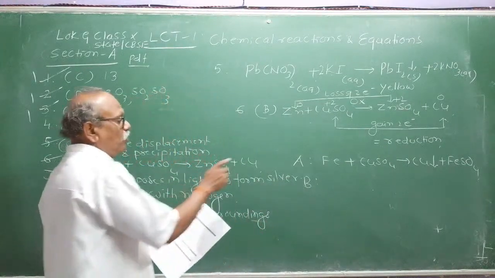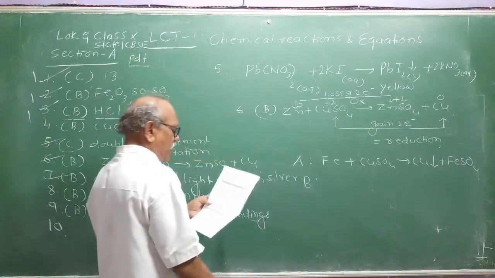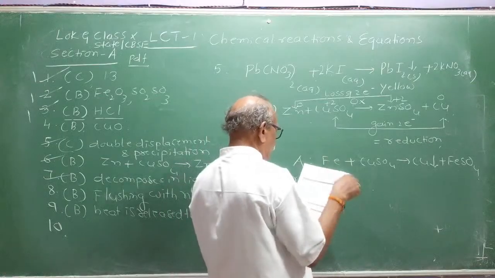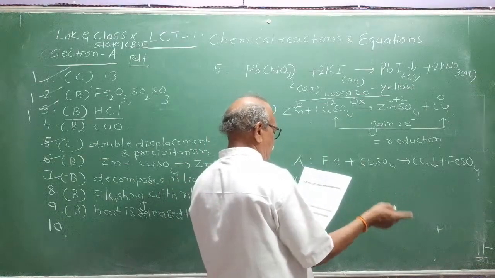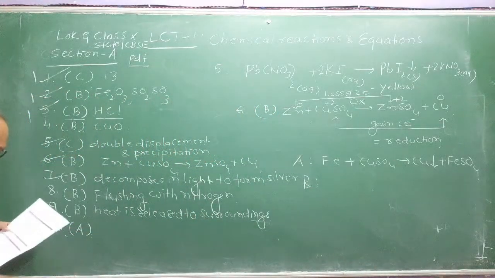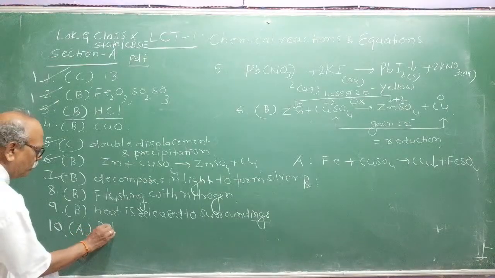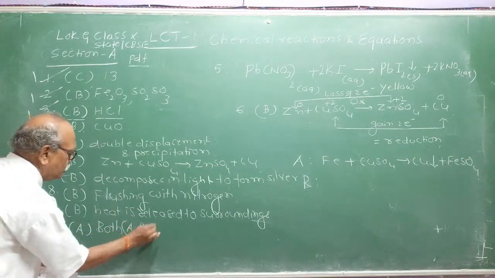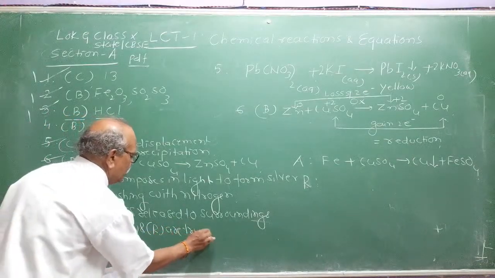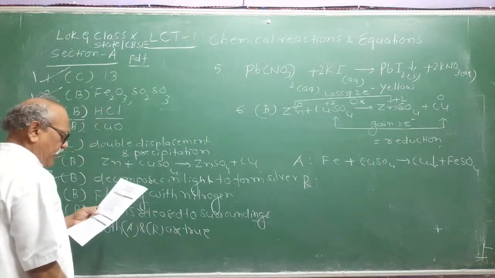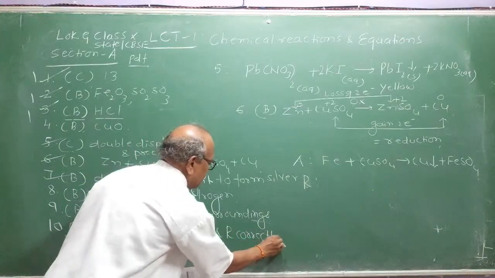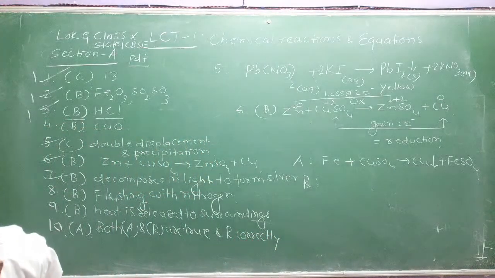First option, both A and R statements are true and R is the correct explanation. What is the reasoning? Iron is more reactive than copper and displaces it from copper sulfate, correct. Option A is correct. Assertion and reasoning are true, and R correctly explains A. Isn't it? Show thumbs up those who solved it.